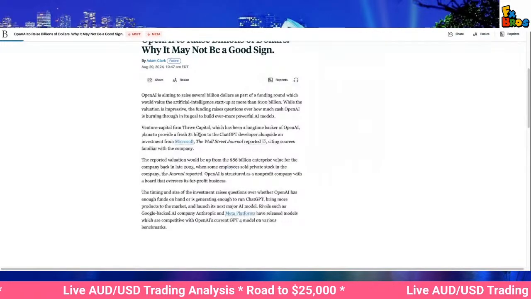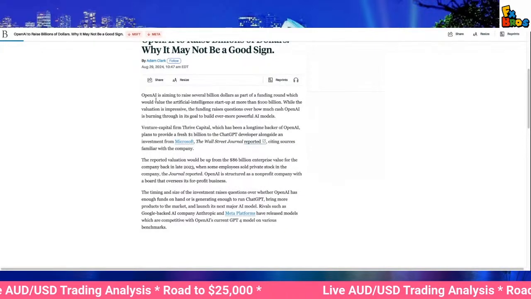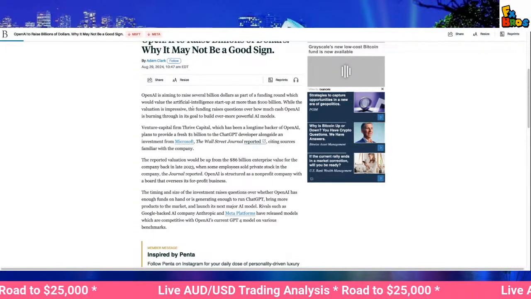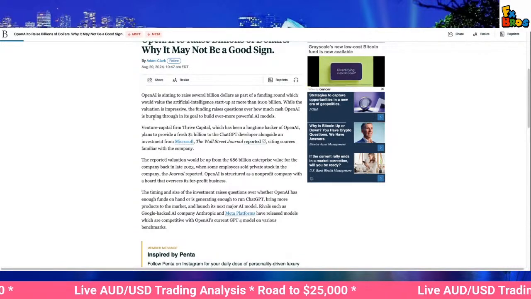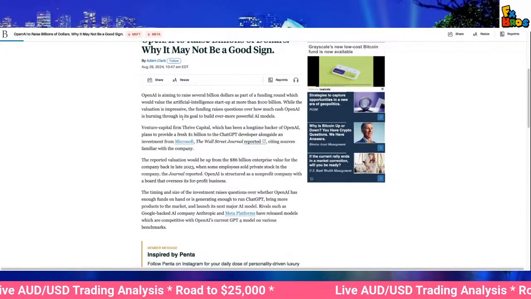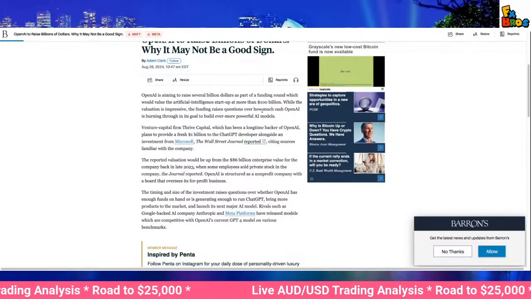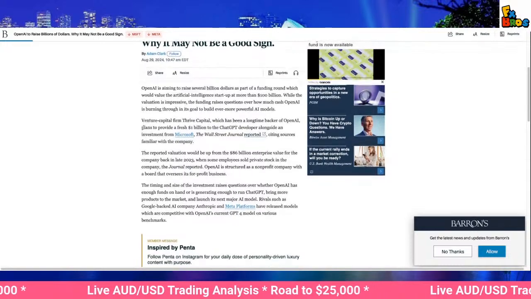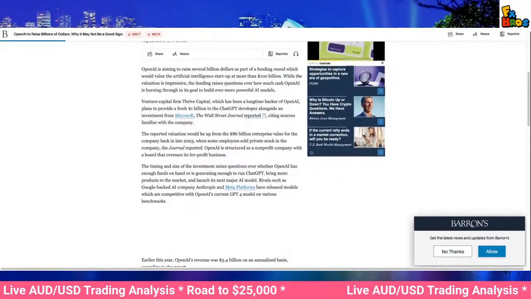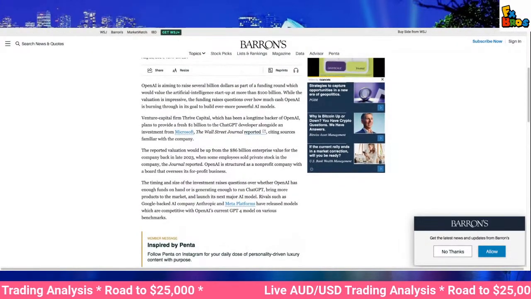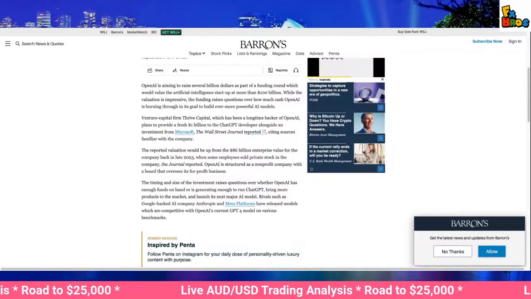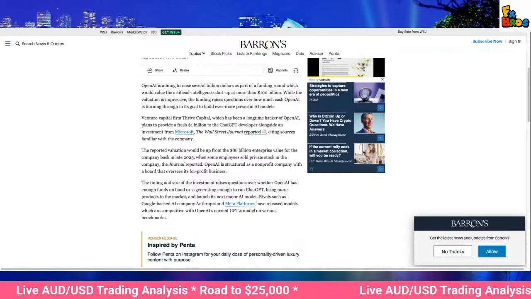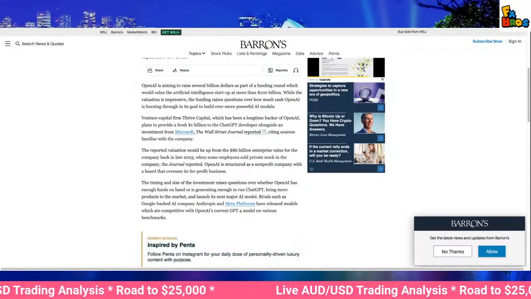Just because something is booming and being talked about, around should have $100 billion. While the value is impressive, the funding raises the question of how much cash OpenAI is burning through in its goal to build ever more powerful AI models. Yeah, look at that sentence where it said the reported valuation would be up from the 86 billion enterprise value for the company back in 23 when some employees sold private stock in the company.